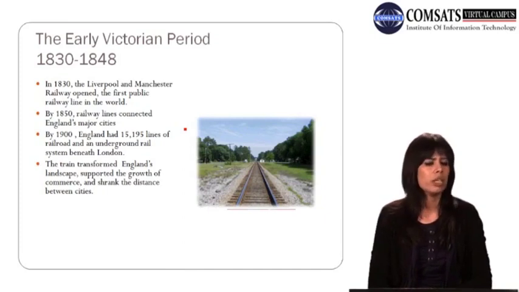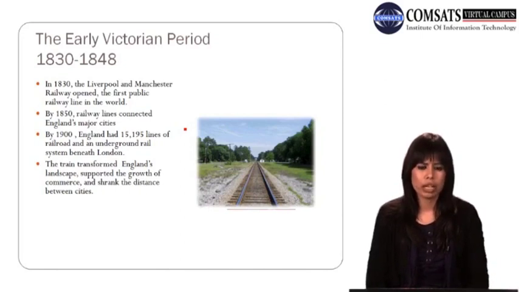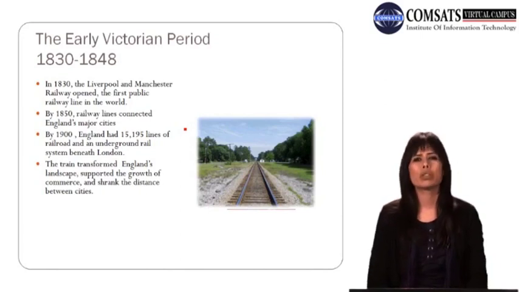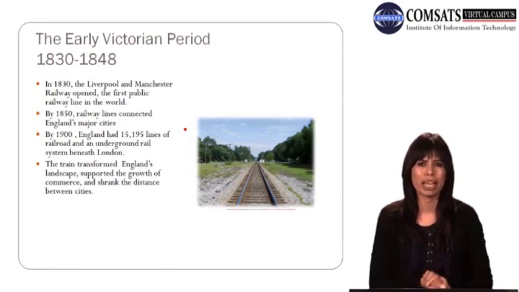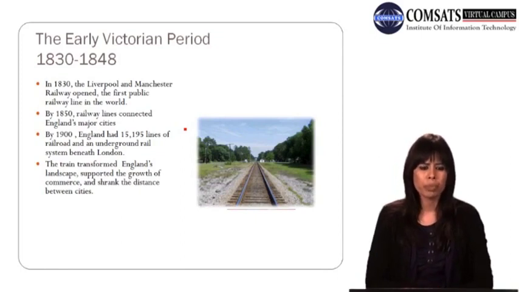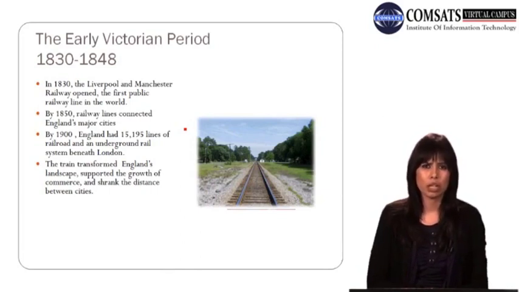In 1830, the Liverpool and Manchester Railway opened, the first public railway line in the world. So my dear students, technological advancements are there: it was the first public railway line in the world during the Victorian period. By 1850, railway lines connected England's major cities. This is an advancement of technology, that the railway lines connected all the major cities of England.